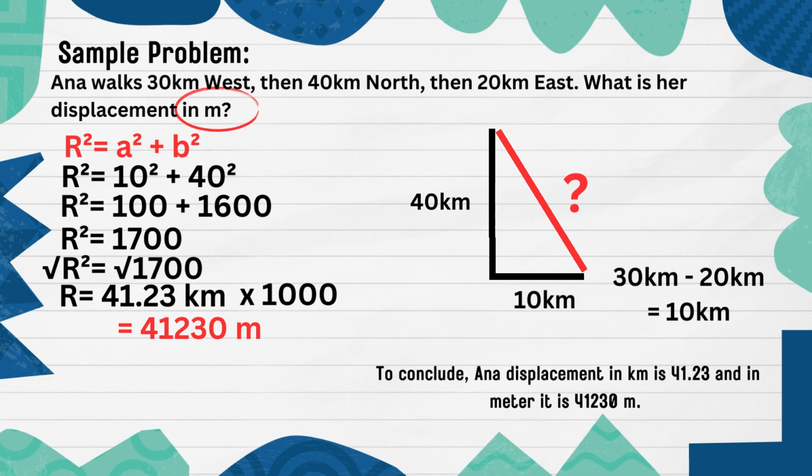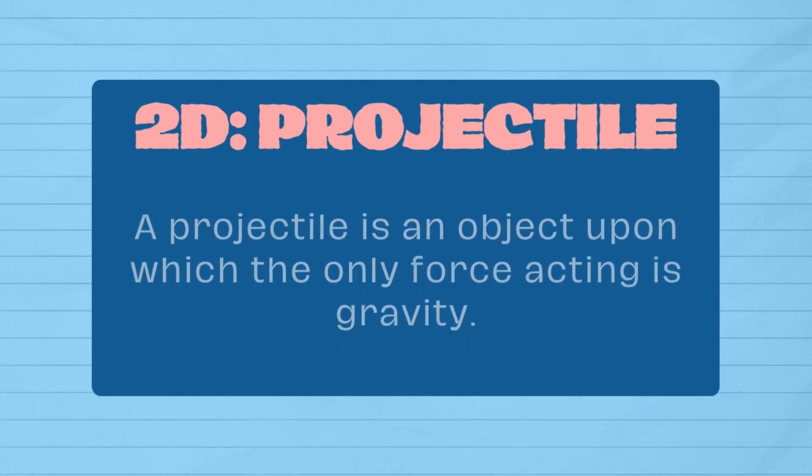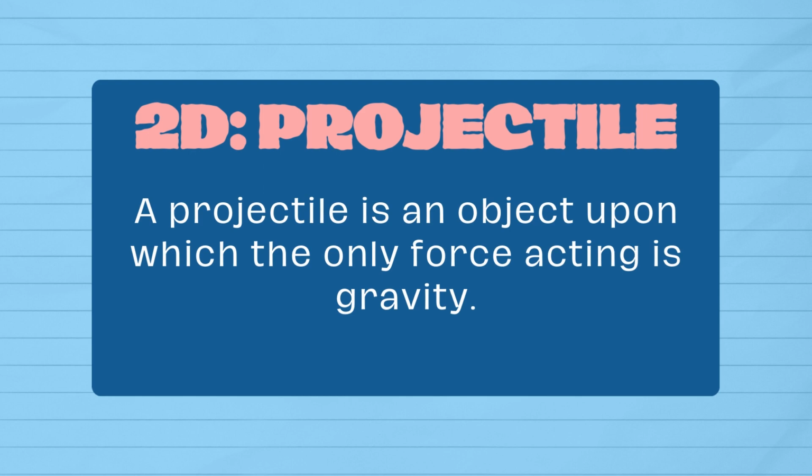And for our last topic is the secondary projectile. A projectile is an object upon which the only force acting is gravity. And there are a variety of examples of projectiles.